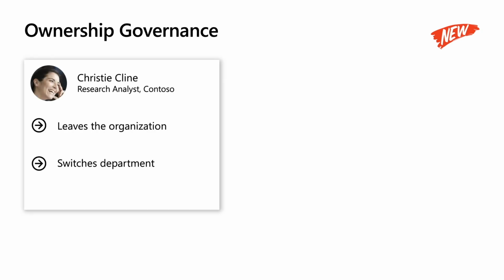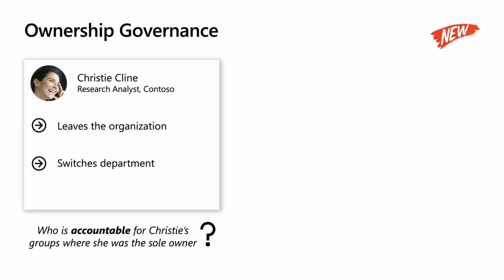Next, I'll be talking about one of the frequently asked features around ownership governance. Let's take a scenario where Christy, who works as a research analyst in Contoso, has decided to either switch departments within the organization or maybe even leave the organization. In both cases, Christy's existing account could either be disabled or removed. Hence, the next big question is who is accountable for Christy's groups where she was the sole owner? Who is accountable for the data, membership, and compliance of these groups?